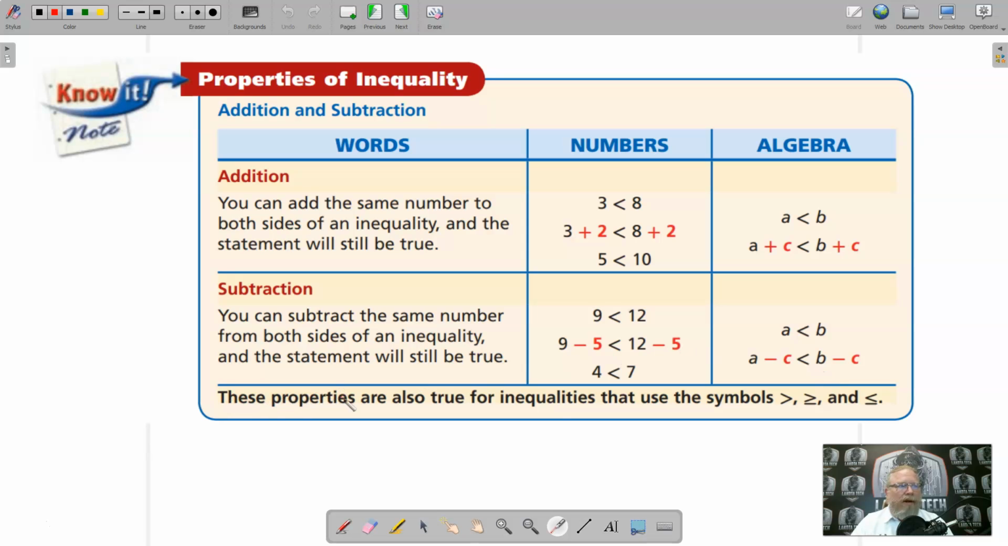Note that these properties are also true for inequalities that use the other symbols. You'll notice in our two examples, both used the less than symbol. But this also holds true for greater than, greater than or equal to, and less than or equal to.